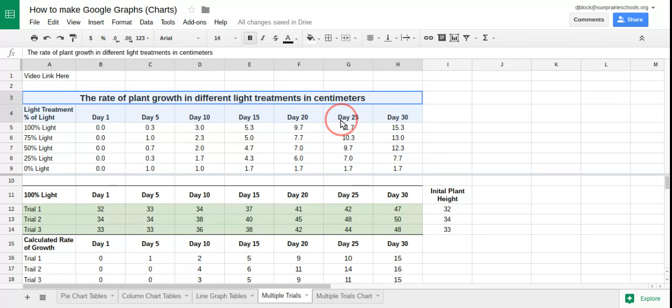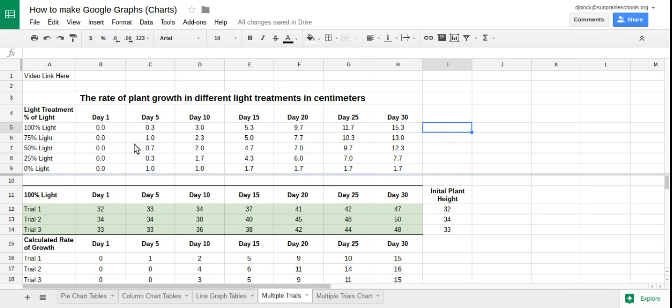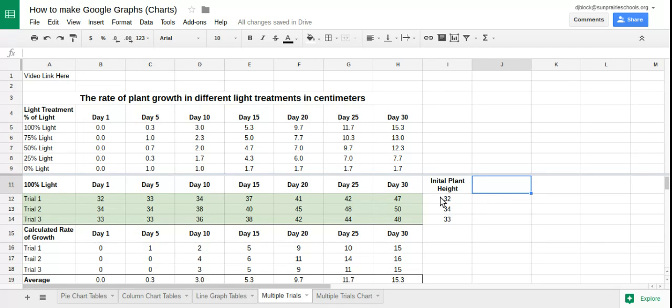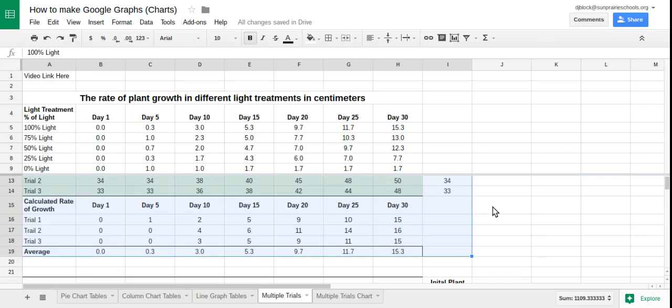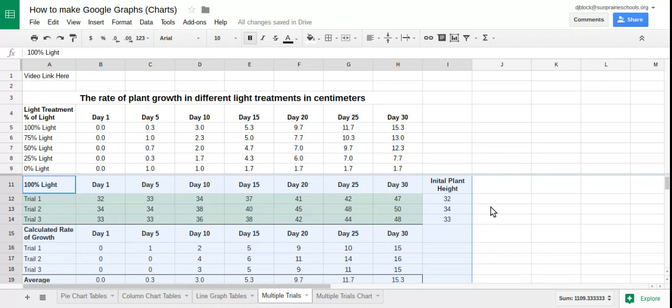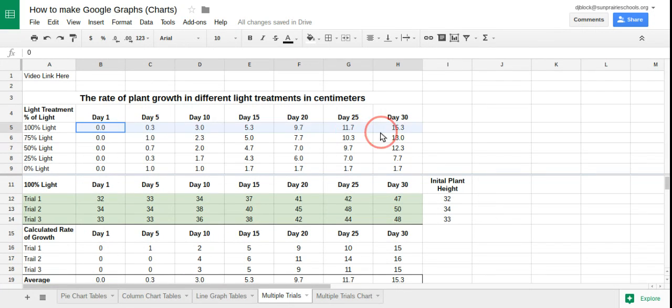So this table that you see up here, this is my finalized table that I end up using that information to make a graph. But to get to that end game, you need to do a little bit of work in these other tables, and you can use what I did as a setup if you need help getting things organized. So each little chunk down here, this is my 100% light treatment. This table here, all that information there is for one data set. And then this down here, the average, is what's represented in this line up here.